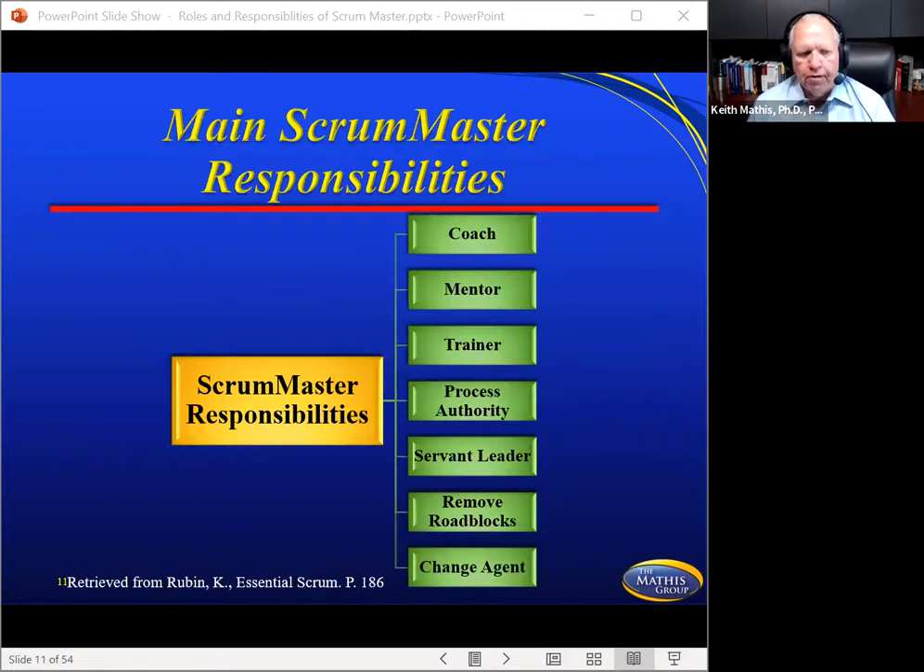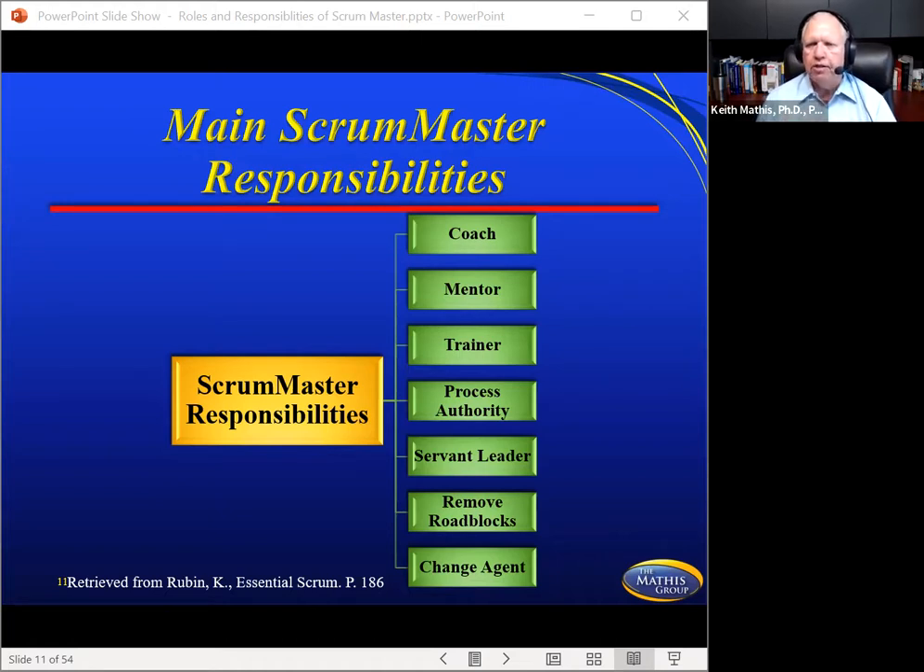Now, I saw this graphic, and this is Rubin, who wrote a book called Essential Scrum, and it's really, really good. And he broke it down, and some of these might be debatable. So this might not be its truest list, but I thought it was good. He said Scrum Master responsibilities would fall in these areas, and I like this. He's talked about coach, mentor, trainer. I like that. Process authority, servant leader, removing roadblocks. Sometimes your Scrum Master is the one out there removing the roadblocks and trying to smooth it out.